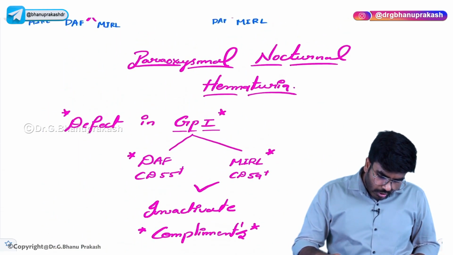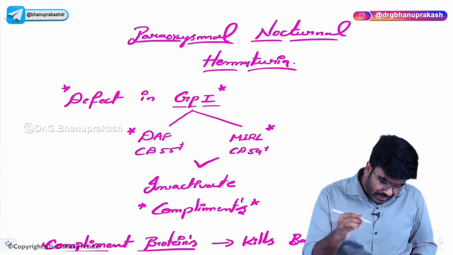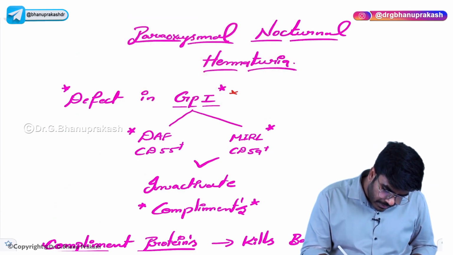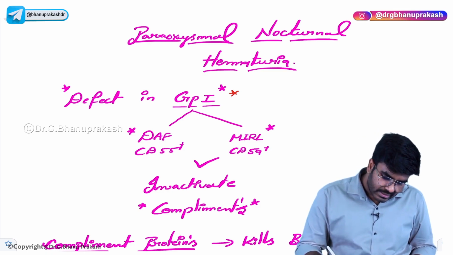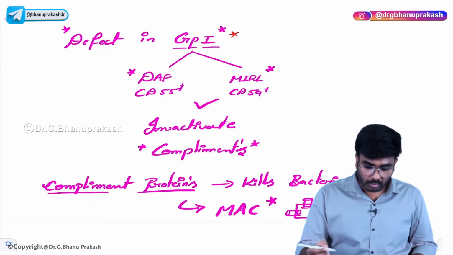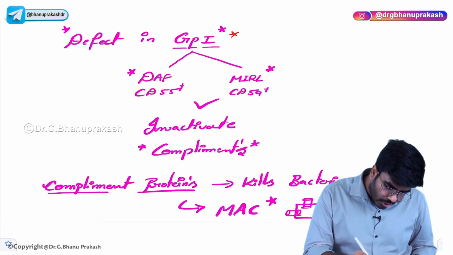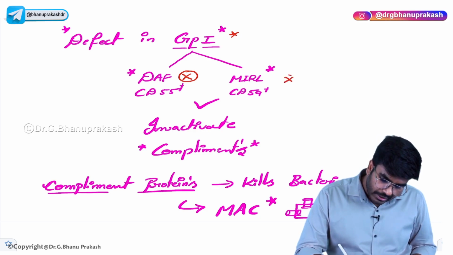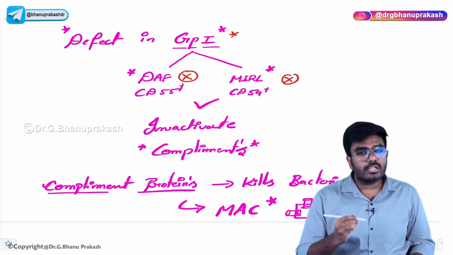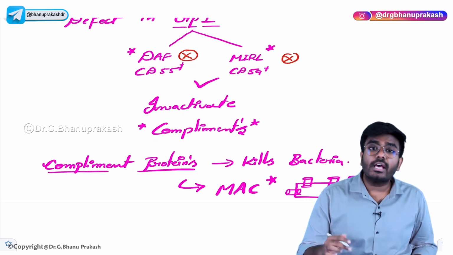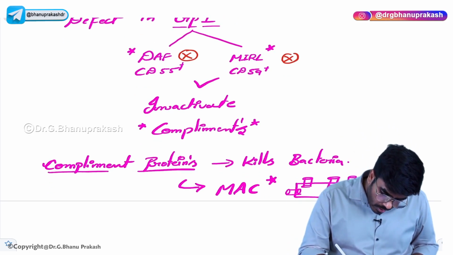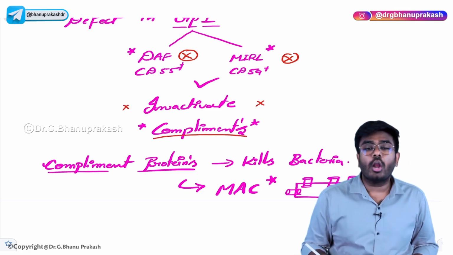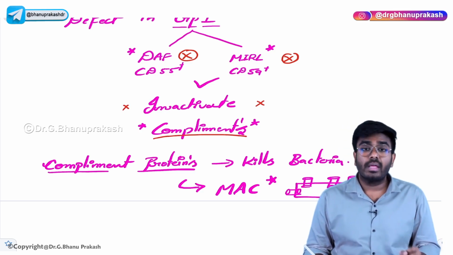Now let's talk about a condition called paroxysmal nocturnal hemoglobinuria. In this condition, what is the problem? The problem is a defect in GPI. Whenever there is a defect in GPI anchored proteins, DAF, decay accelerating factor, is not there on the surface of the RBC, and membrane inhibitor of reactive lysis, CD59, is also not there on the RBC. Whenever these are missing, the RBC can't inactivate the complements. Now complements are not getting inactivated.